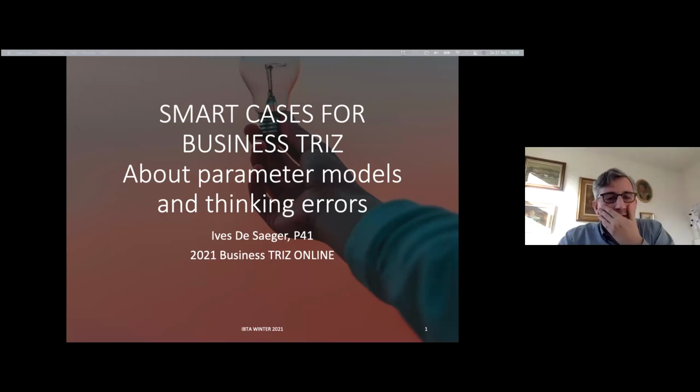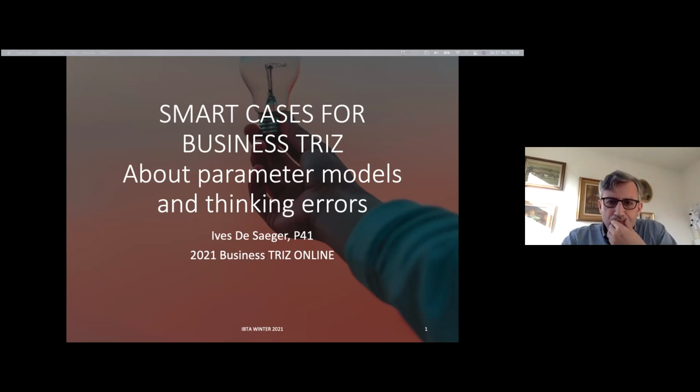So I'm going to talk about smart cases for business TRIZ. In fact, I'm going to discuss two cases very shortly as an example of a type of model which is a bit different than what is known in TRIZ, but it could be compared to function models. So I'm going to talk about parameter models.